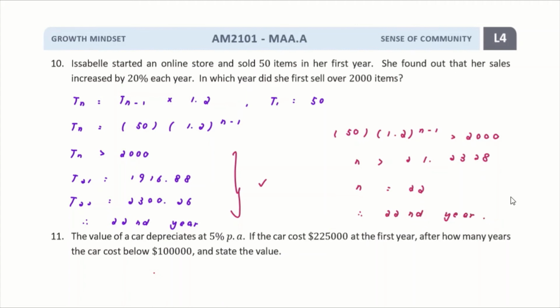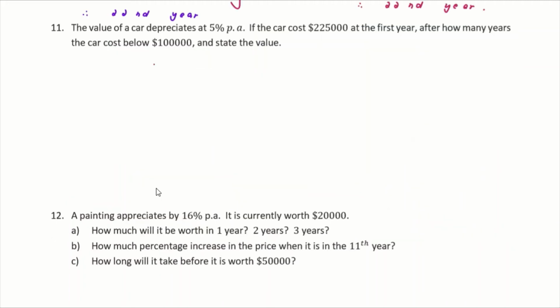Okay, so let's move on to question 11. Question 11: The value of a car depreciates at 5% per annum. If the car costs 225,000 at the first year, after how many years does the car cost below 100,000, and state the value? For this question, since you need to state the value, it's easier for us to just generate the sequence, right?